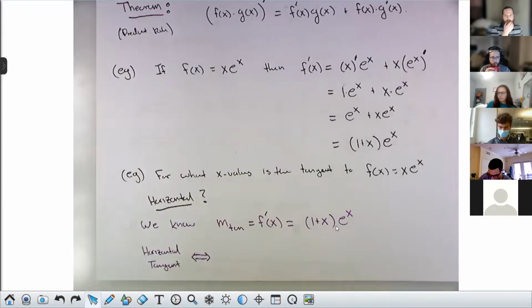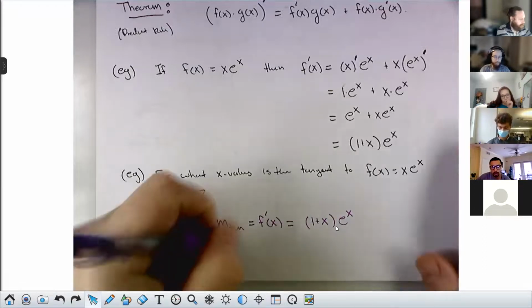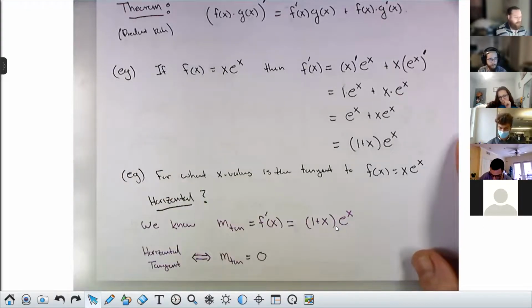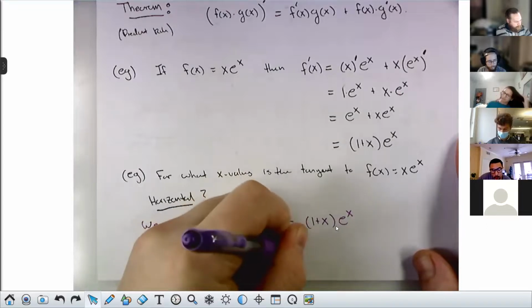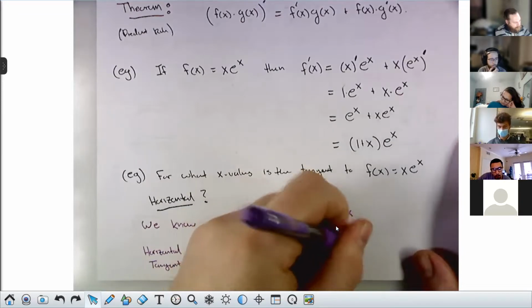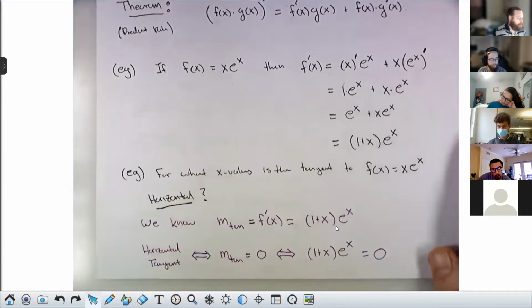What kind of lines, I should say, horizontal lines have what for their slope? Zero? Yeah, right. A horizontal line is a line of slope 0. So this would mean that the slope of the tangent must be 0, right? In order to have a horizontal tangent line, the slope of that tangent line, m tan, must be 0, which means that this apparatus, 1 plus x times e to the x, must be equal to 0.